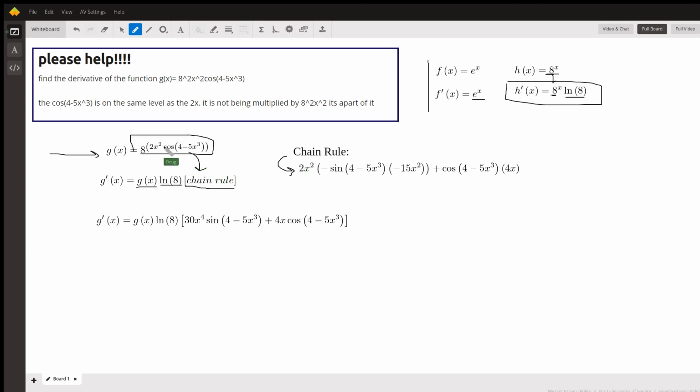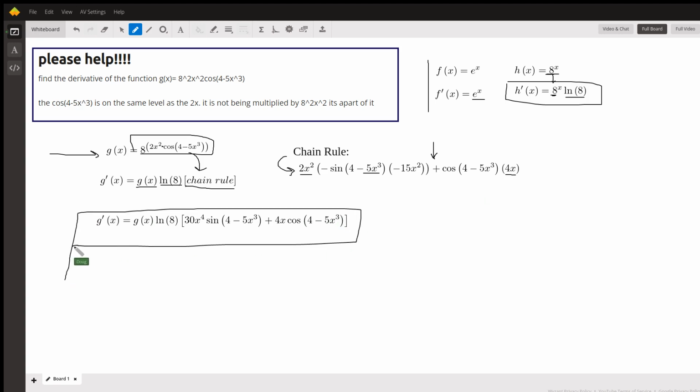We got to use the product rule. So we've got the product of two functions, a 2x squared and this cosine. So here's the first function times the derivative of the second. The derivative of the cosine of something is the negative sine of the same something, but then we have to multiply that by the derivative of the inside, which is negative 15x squared. Then continuing the product rule, plus the second function times the derivative of the first. And so here is your answer with that chain rule portion.